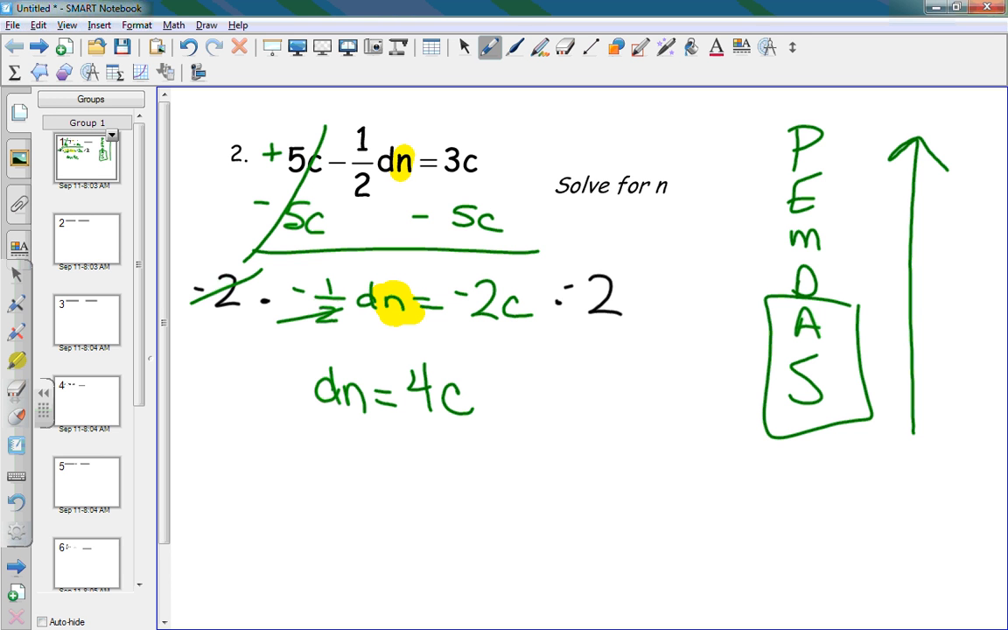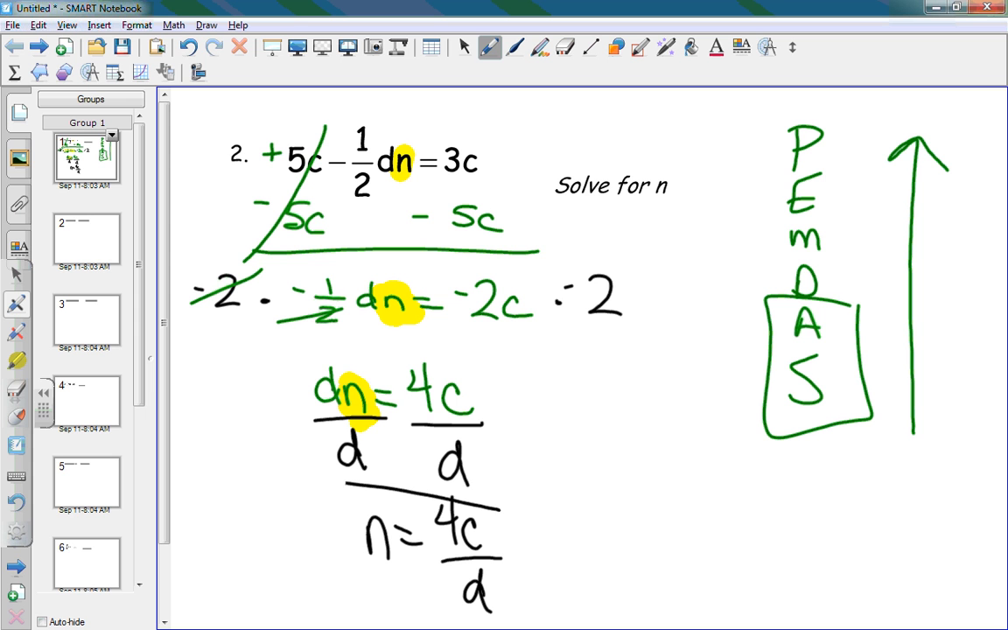So now, what am I solving for? Solving for n. Let's highlight that so that we can pull that out with our eye and say what's attached to the n. How's it attached? What's the opposite? So I'm going to simply divide both sides by d. So n is equal to 4c over d.